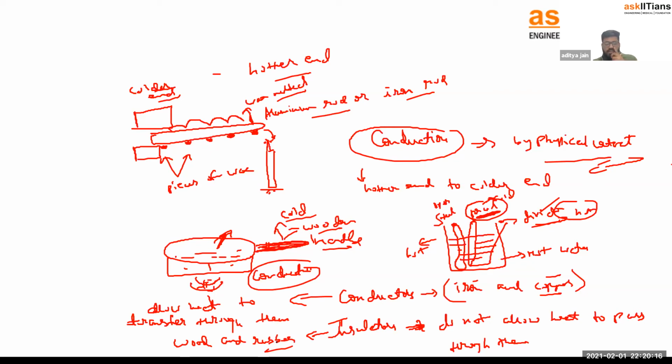So the conduction process requires physical contact. Transfer of heat takes place from the hotter end to the colder end of the object, and the rate of transfer will depend upon the material. If the material is a conductor, transfer of heat will take place easily. If the material is an insulator, that is, a material which does not allow heat to pass through it, then the transfer of heat will not take place easily.